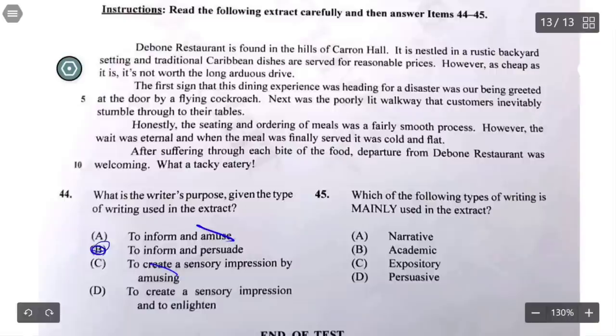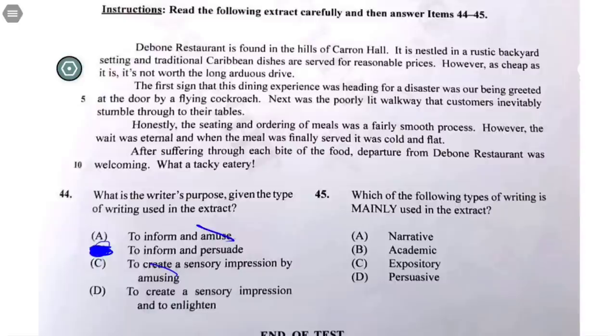45. Which of the following types of writing is mainly used in the extract? Narrative, academic, expository, or persuasive. It's filled with opinions, to be honest. So I would not have gone for academic, nor would I have gone for expository. But narrative and persuasive, it's not really narrative, is it? Like, it is, but not, is it? I hope you're getting what I'm saying. Like, it's telling you the events.